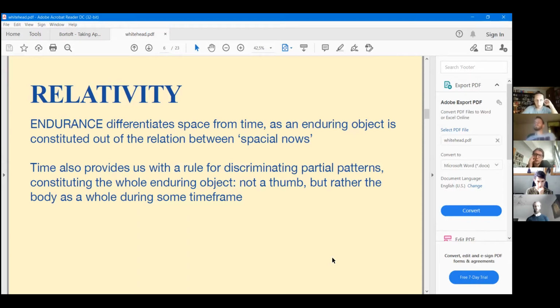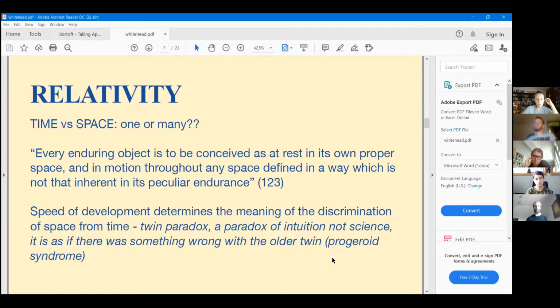So his example of a thumb is pretty telling, as he pinpoints it, not explicitly. I think I understood that this is a spatial part, but of course, if you want to consider the temporal endurance of an object, you have to take into account the body as a whole during a specific time frame. And then, of course, the pattern is enduring. Of course, now we come to the interpretation of relativity, which is super fascinating to me.